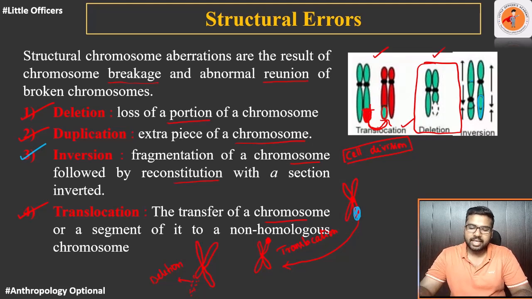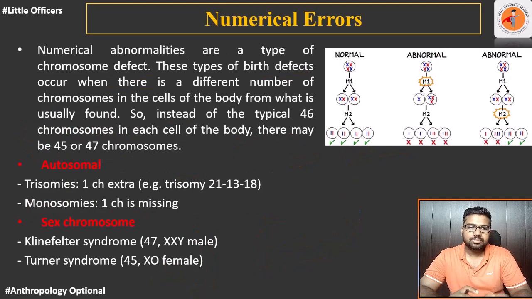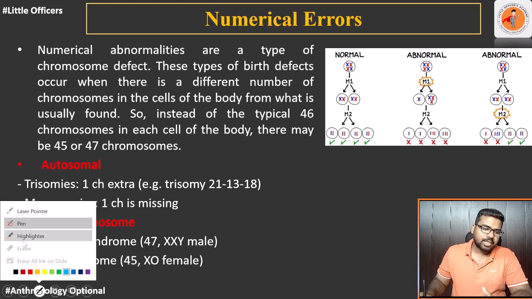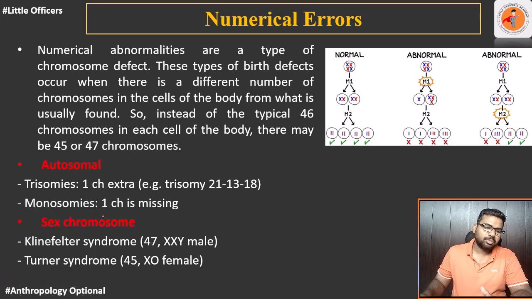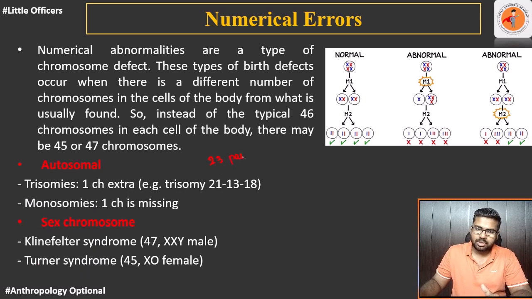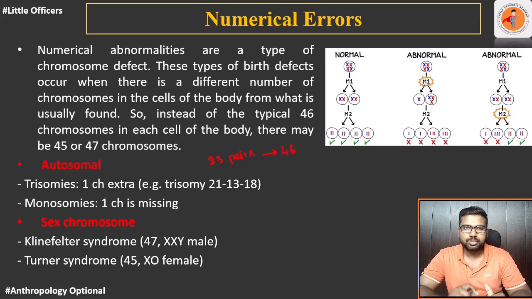Okay, then numerical errors. What are numerical errors? Numbers में error आना चाहिए. Ideally, as per the ideal composition of the chromosomes, we must be having 23 pairs of chromosomes. 23 pairs मतलब 46 chromosomes होना चाहिए. This is the ideal case.